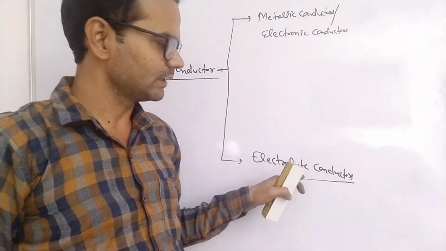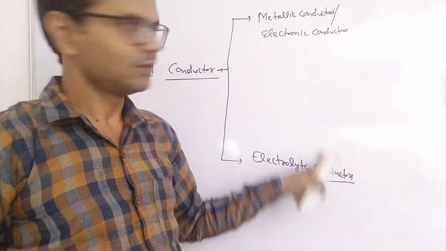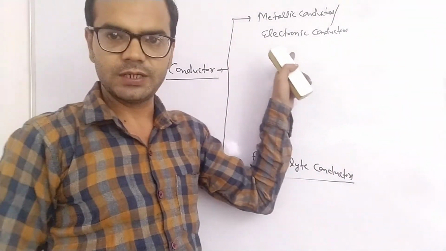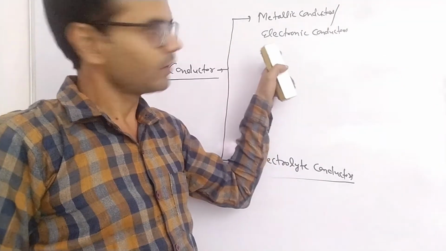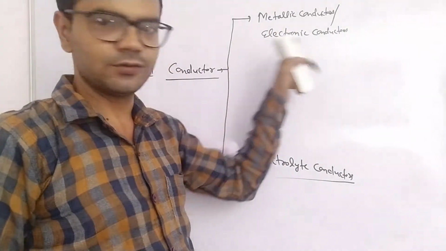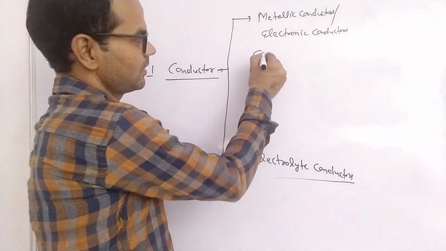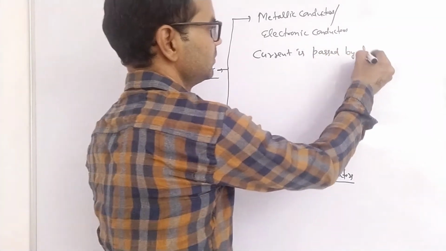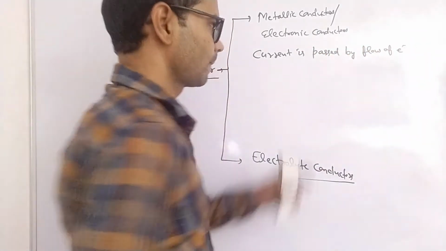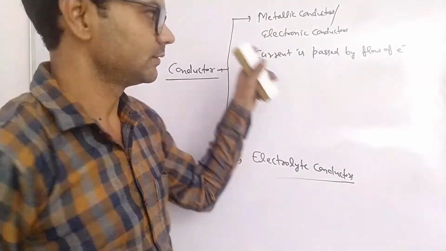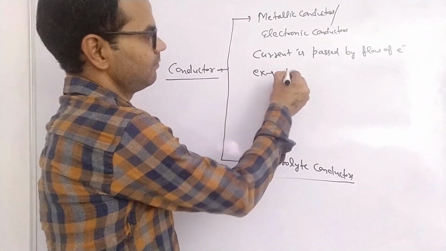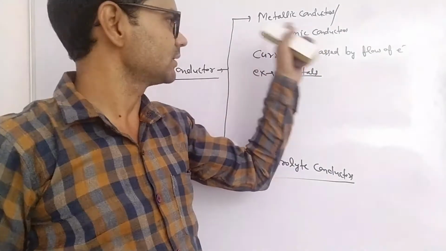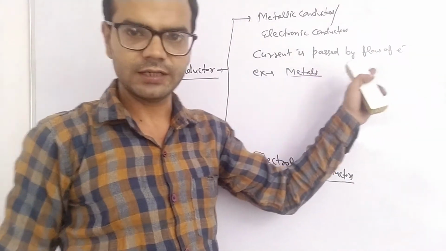Second is electrolytic conductors. Now metallic conductors are those conductors in which current is passed by the flow of electrons. Electrons flow from one terminal to another terminal. Current is passed by flow of electrons. Examples: metals. That's why they are called metallic conductors. In metals, current is passed by flow of electrons.